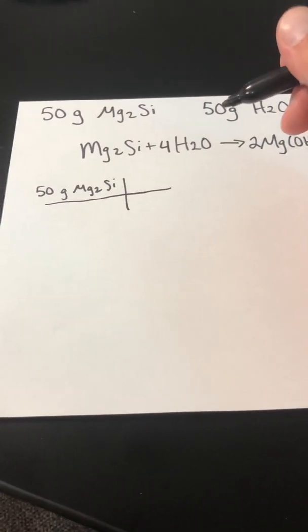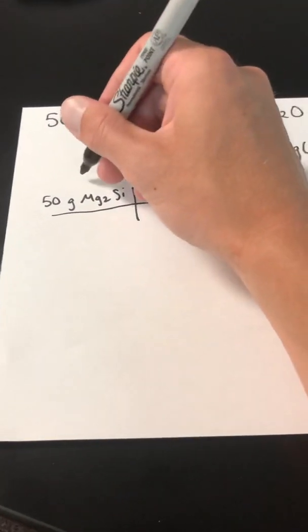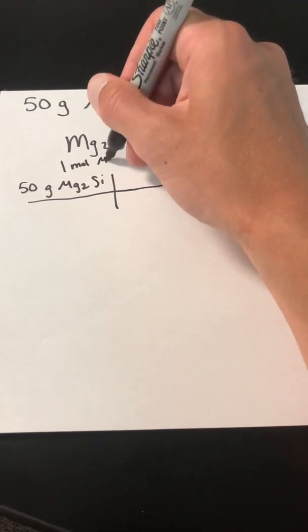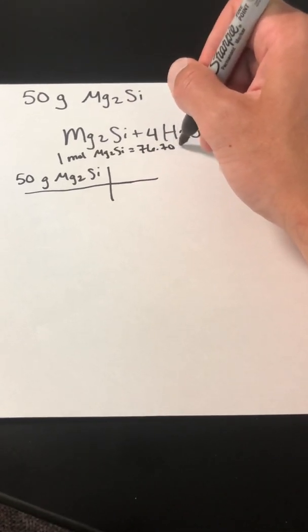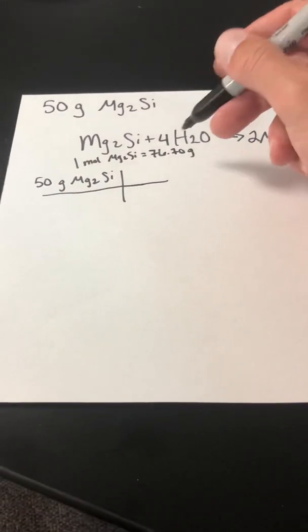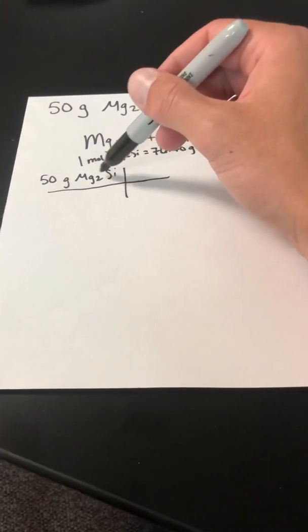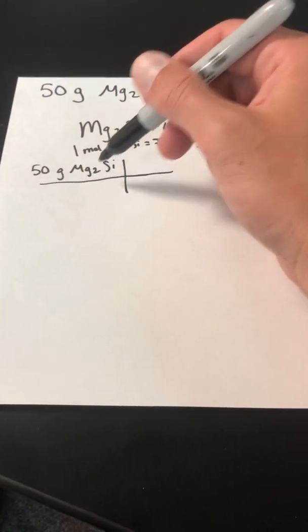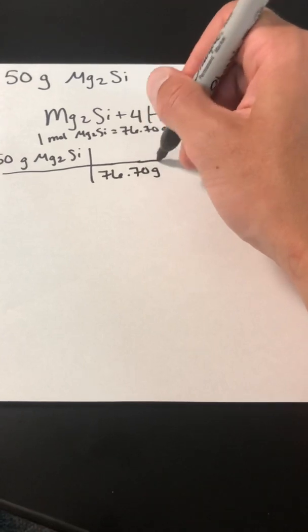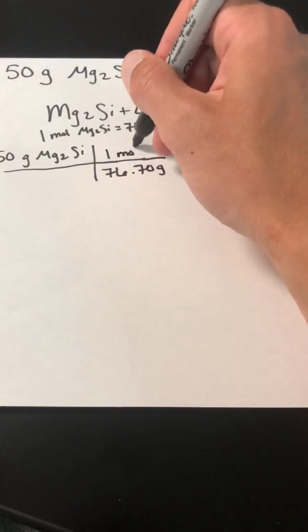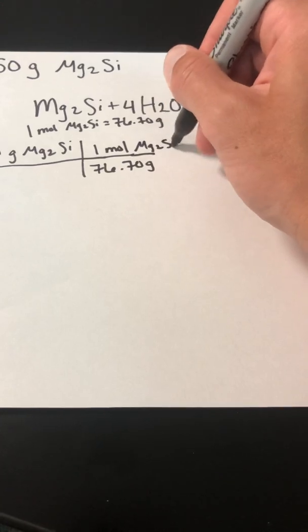I Googled what my molar mass was, and I found that 1 mole of Mg2Si is equal to about 76.70 grams. So you can Google that, or you can look up on a periodic table the mass for each of those elements. But for me, the Google is a little easier. So I'm starting with 50 grams. To go from grams to moles, I use my molar mass here. So that means 76.70 grams is equal to 1 mole. This is all Mg2Si.